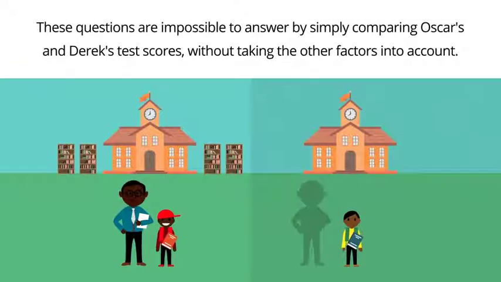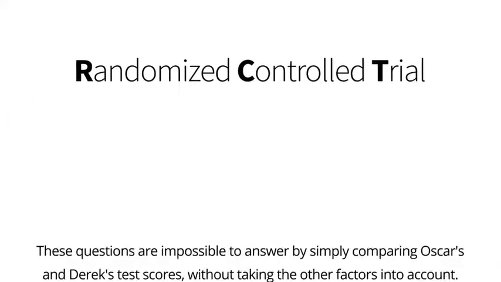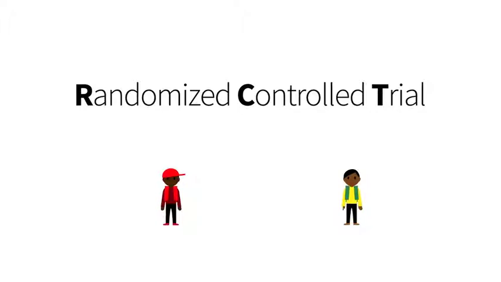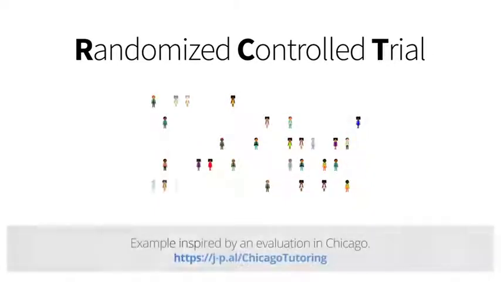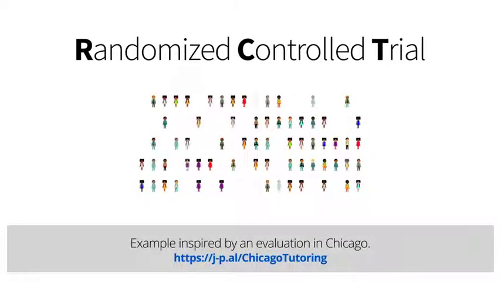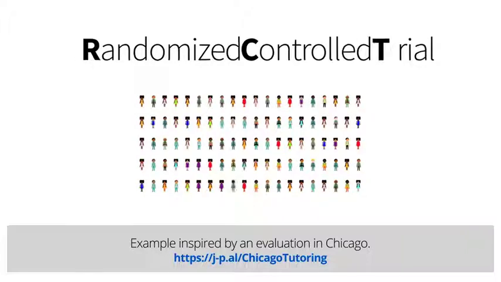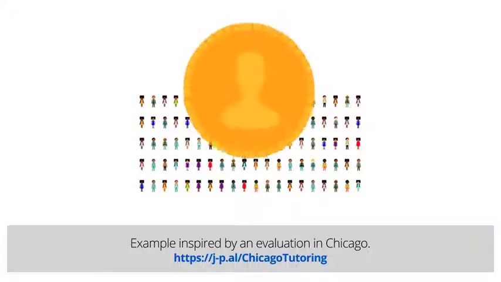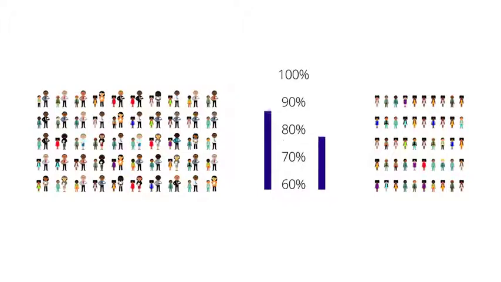These questions are impossible to answer by simply comparing Oscar's and Derek's test scores without taking the other factors into account. This is why we use a randomized controlled trial. It allows us to isolate the specific impact of the tutoring program. Three J-PAL affiliates evaluated an intensive math tutoring program like the one we've described using an RCT. They randomly selected some students to receive tutoring as part of the treatment group, while others were part of the control group and did not receive tutoring. At the end of the program, they compared the average scores.